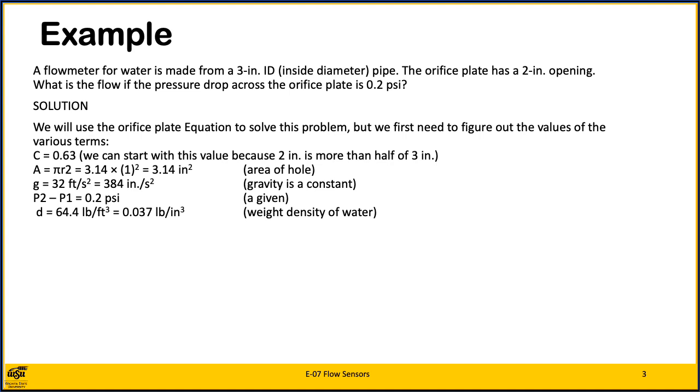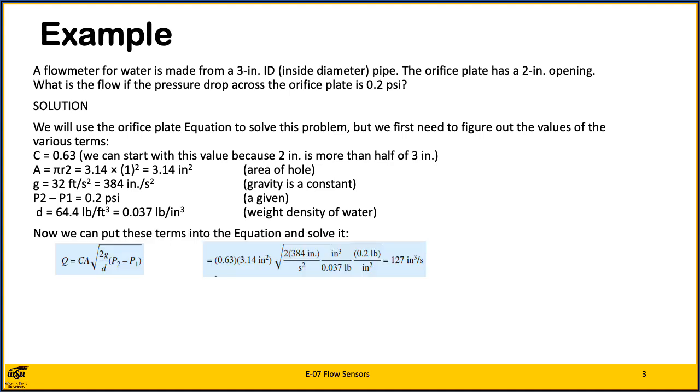P2 minus P1, we were given, is 0.2 psi. And the weight density of water is 64.4 pounds per cubic foot, or 0.037 pounds per cubic inch. Now we can put these terms into the equation and solve it. Therefore, 127 cubic inches per second of water flow in the pipe.